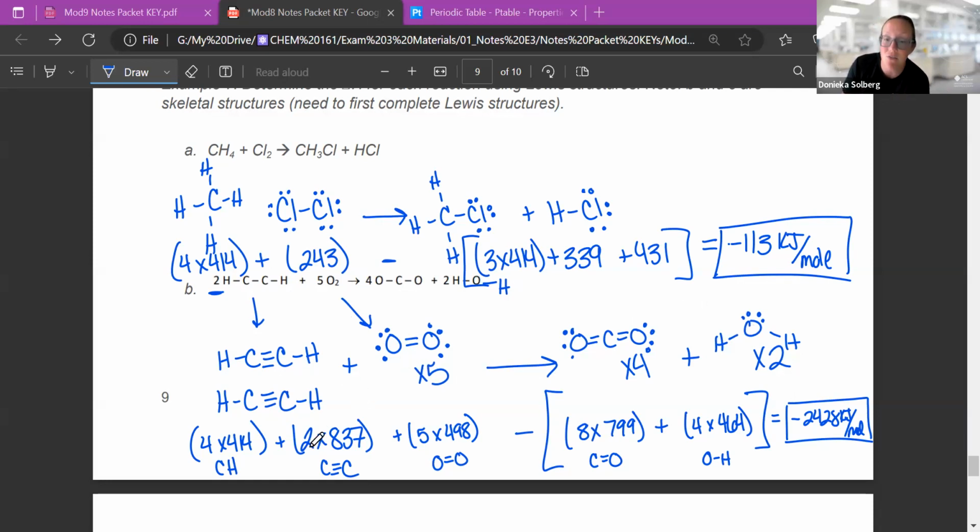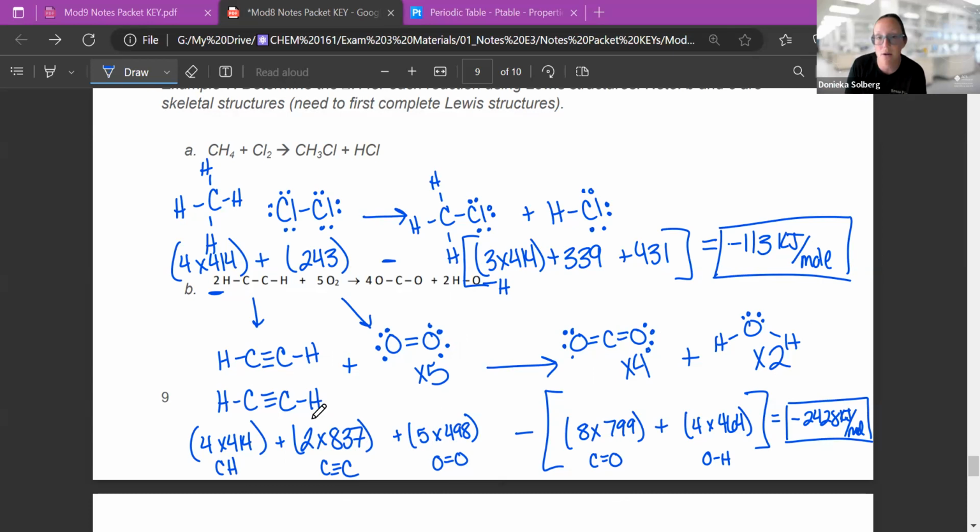So what I had to do is figure out all of the energy in these bonds and 5 of these, all of the energy in these bonds and 2 of these, and then do reactants minus products. Now, why did I have to draw the Lewis dot structures? Well, a CC single bond is different from a CC triple bond. So a CC triple bond is actually 837 kilojoules of energy. Same thing here, oxygen double bond is 498.